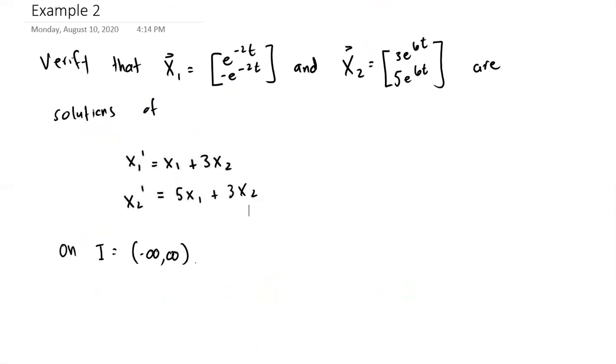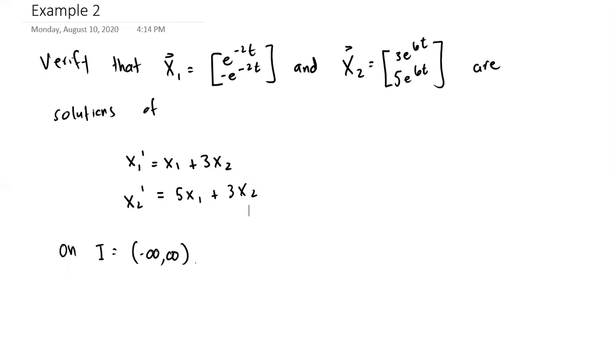Okay. So verify that x1 equal to e to the negative 2t, that's the first entry, and negative e to the negative 2t, and x2 equal to 3 times e to the 6t, that's the first entry, and 5 times e to the 6t are solutions to this system on negative infinity to infinity. So again, anytime we talk about solutions, we have to talk about its interval of definition. But the conditions are basically the same as before. Are the functions defined? Is there anything in the equations that is going to restrict the values that t can attain? If nothing of that is a problem, then it's just going to be negative infinity to infinity.